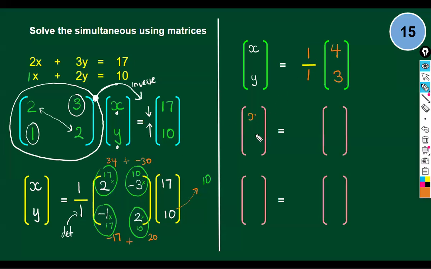Now, how much is 1 divided by 1? 1 divided by 1 is 1. So I simplified it. Now to finalize, every number in the brackets gets multiplied by the value outside. Both of them get multiplied by 1. So we have x and y here. 1 multiplied by 4 is 4. 1 multiplied by 3 is 3. We are finished. X is equal to 4 and y is equal to 3. We have just solved the simultaneous equation.